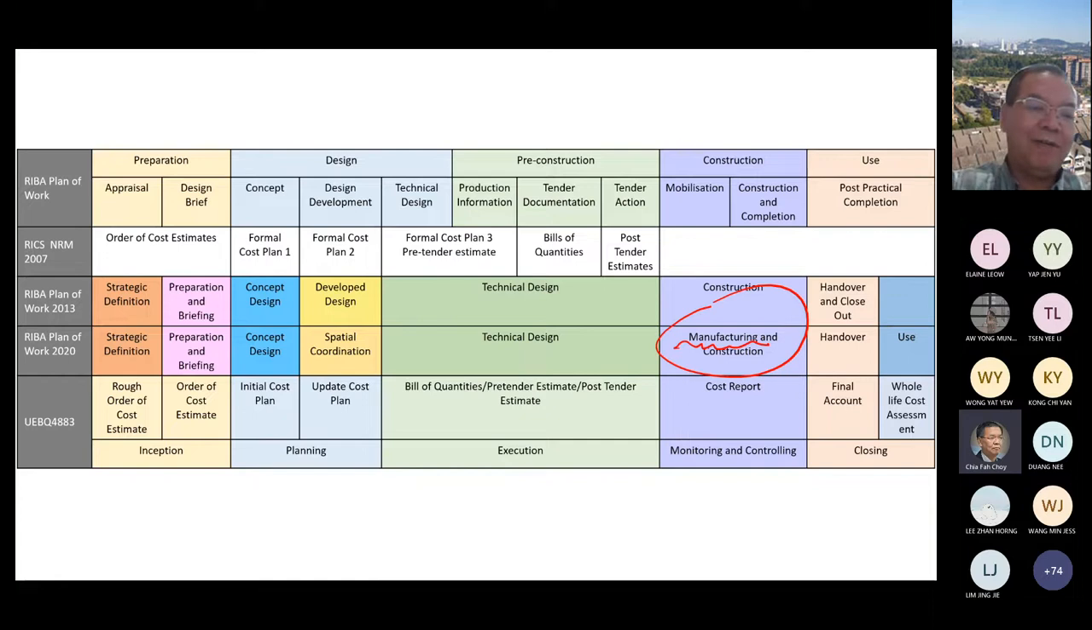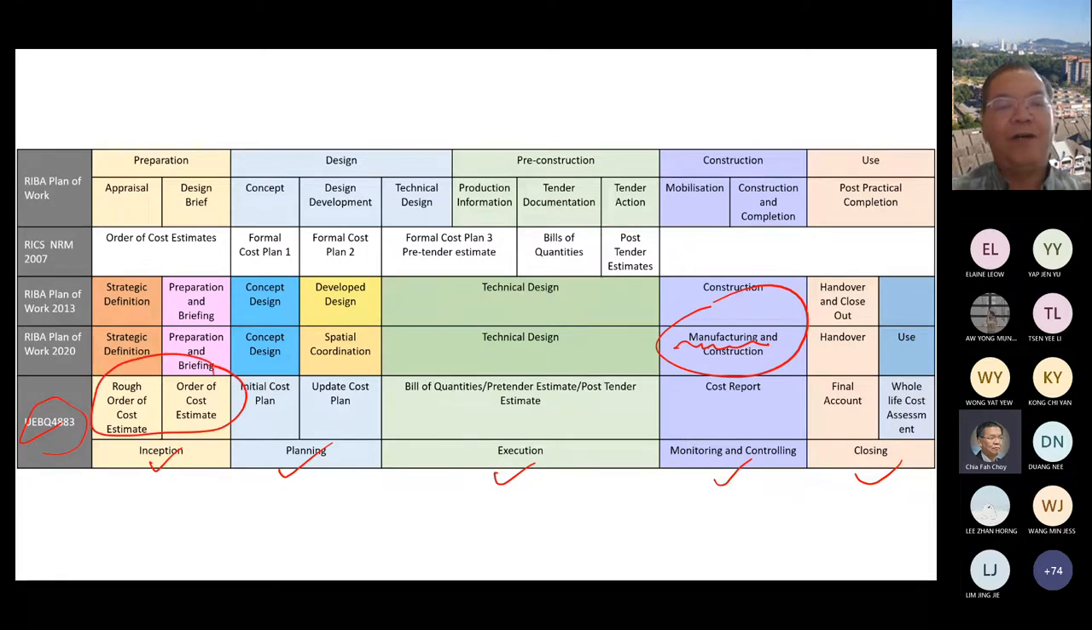All right. Now come to the last row. For UEPQ 4883, that is our subject. So our subject, as you can see in the last row, I try to put all the processes to group them within the five main topics of our lecture. Now we are in the inception section. Now in terms of the QS work, in the inception section, we need to look into the order of cost estimate. Of course, there are two orders of cost estimate.